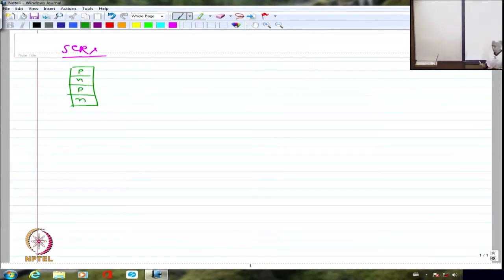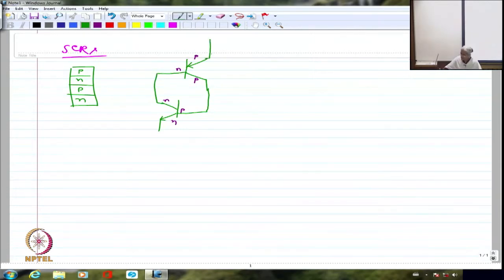Which I said can be looked upon as a PNP transistor connected to an NPN transistor. So if I say that this is P, this is N and this is P, and this is going to be N, P, N, this particular P is connected to this P like this, and similarly this N is connected to this N like this, and we said that this is anode, this is cathode and this is the gate terminal, right? So this is the way we are going to visualize an SCR, which is a 4-layer device basically.